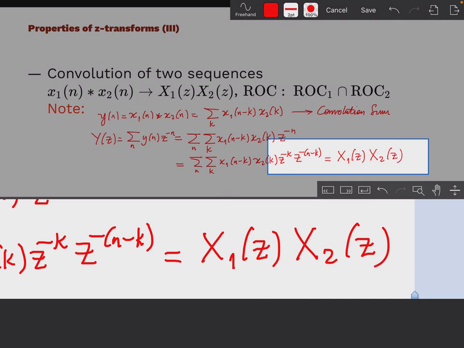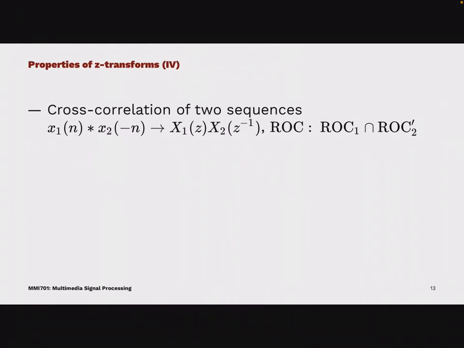Okay, so finally, we are at the cross correlation of two sequences. So we have x1 of n convolved with x2 of minus n in this case, and the z transform would be the product of X1 of z and X2 of z to the power minus 1. Since we're dealing with convolution, this is easier to see because we have already shown that the convolution ends up as a product in the z domain. And the region of convergence is, again, an intersection of two regions of convergence.